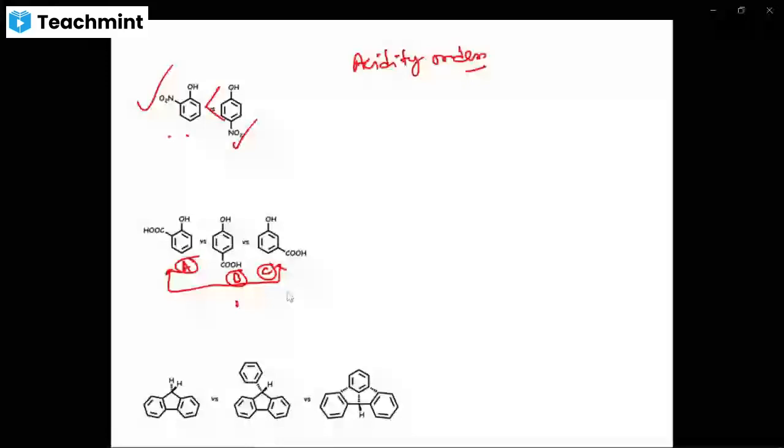B is most acidic. Then C, then A. So everyone agrees with that? You are saying B is least acidic, then A, then C. So can you tell the reason why you think so? First tell me why C is most acidic.